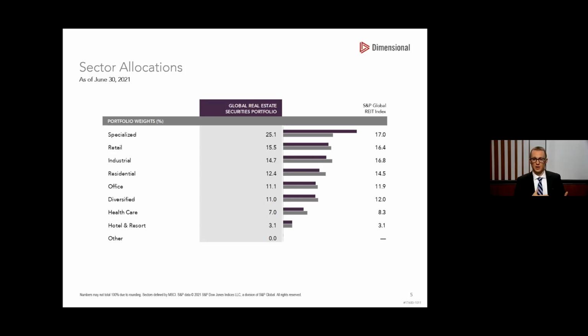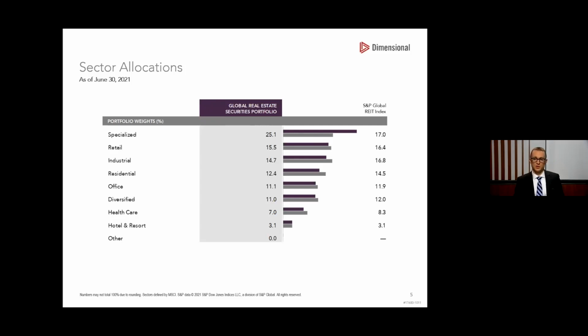Now, I'm talking about specialized REITs quite a bit, and one of the reasons is not only because it's the biggest sector in the REIT portfolio, but also because you'll notice it's a pretty big deviation from what you see in our portfolio versus the S&P Global REIT Index. So you've got, I'm going to say maroon, I'm a little colorblind, but the maroon bars here are stretching out far beyond the gray bars, which represent the index. So the maroon bars are Dimensional's global real estate portfolio, gray bars, S&P Global REIT Index. And you can see that we have a substantially higher holding in specialized REITs than the index.